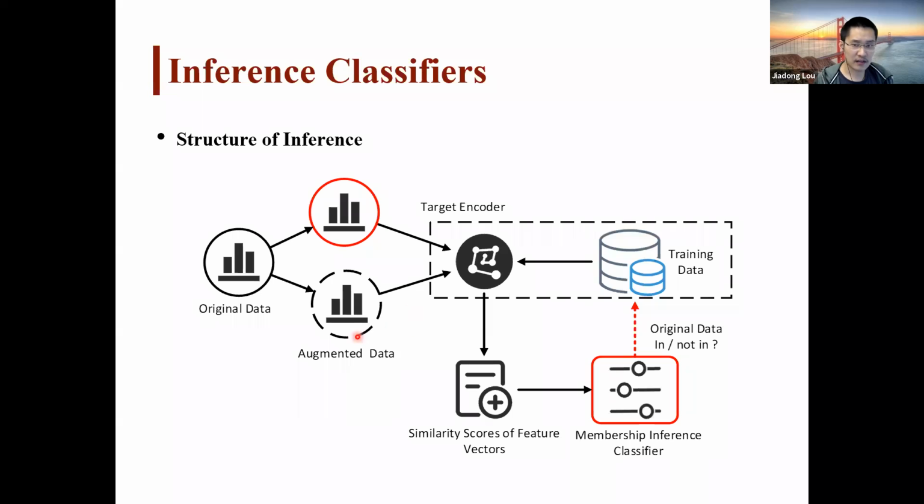In this paper, the attack is called EncoderMI. It aims to build a binary classifier called the inference classifier, which can predict member or non-member for the original input.